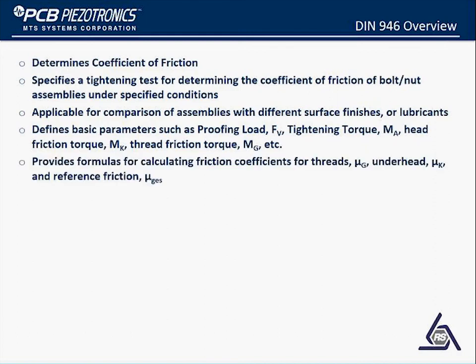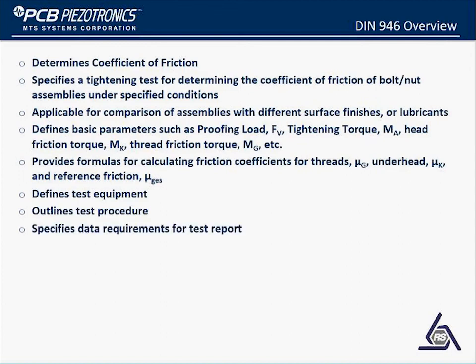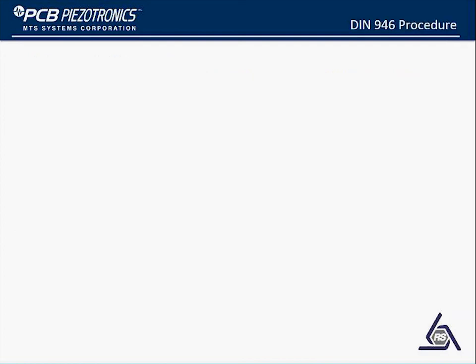It provides formulas for calculating friction coefficients for threads, underhead, and reference friction. It defines the type of test equipment that's required. It outlines a test procedure. It specifies data requirements for the test report. And the process is fairly simple.